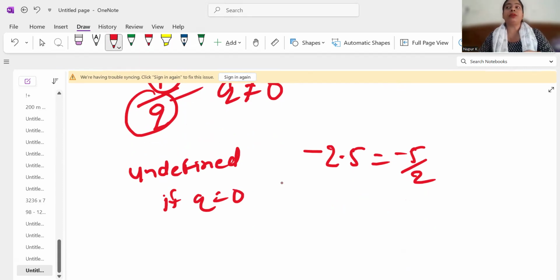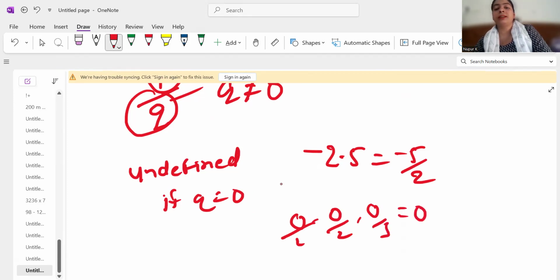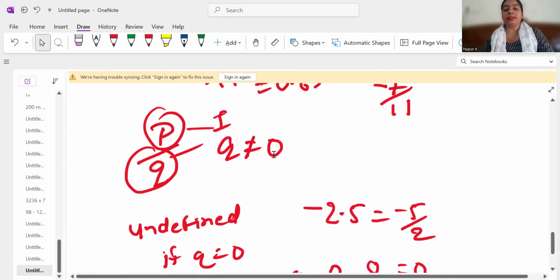And what about 0? Is 0 a rational number? Of course it is a rational number. Why? Because it can be represented in the form of p by q, where q is some non-zero number and p is 0. Like 0 by 1, 0 by 2, 0 by 3, each one of them equals 0. That's why 0 is a rational number. So, is rational number clear to you?